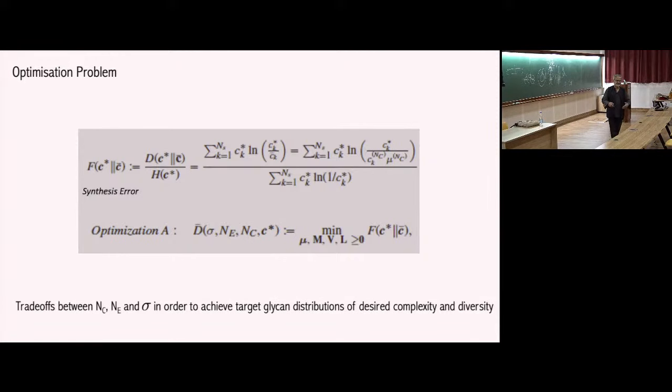How do these optimized features of this channel show up, and how do I analyze this optimized feature in terms of number of enzymes, number of compartments, and specificity? So I can study, by this quantity, the trade-offs between the number of cisternae, number of enzymes, and specificity in order to achieve target glycan distributions of a desired complexity and diversity. Okay, so that's clear? That's the exercise.